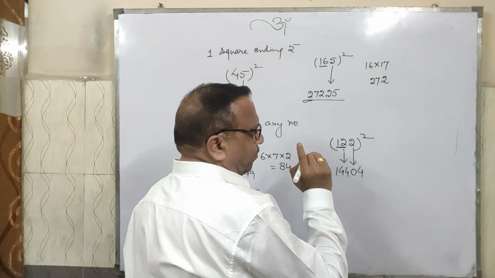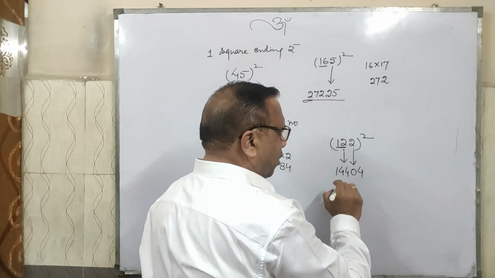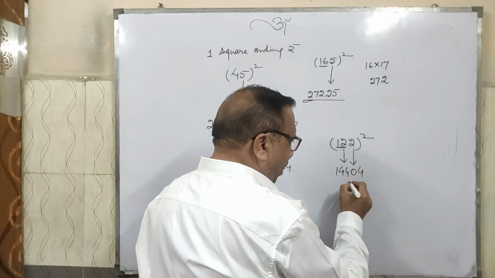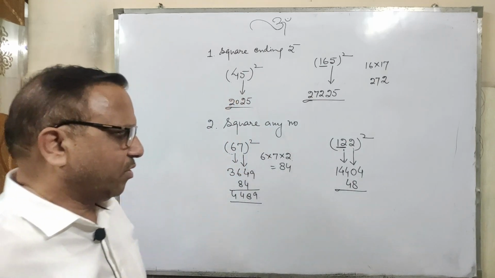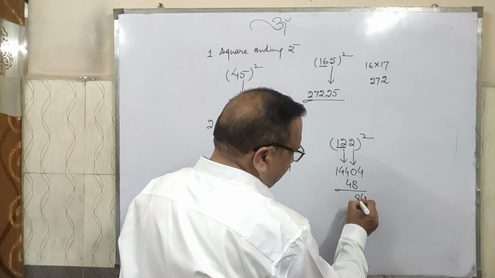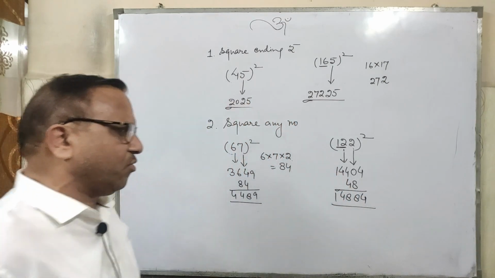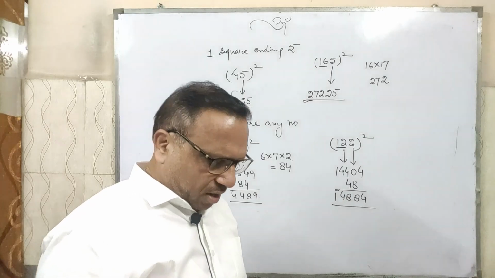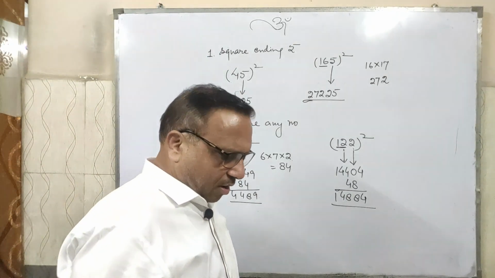You consider one term. 12 2 जा 24, 24 2 जा 48. Add 48 after the first term, just before the last term. Is it right? So what will be the result? The square of 122 is 14884. In this way we can find the square of any number.